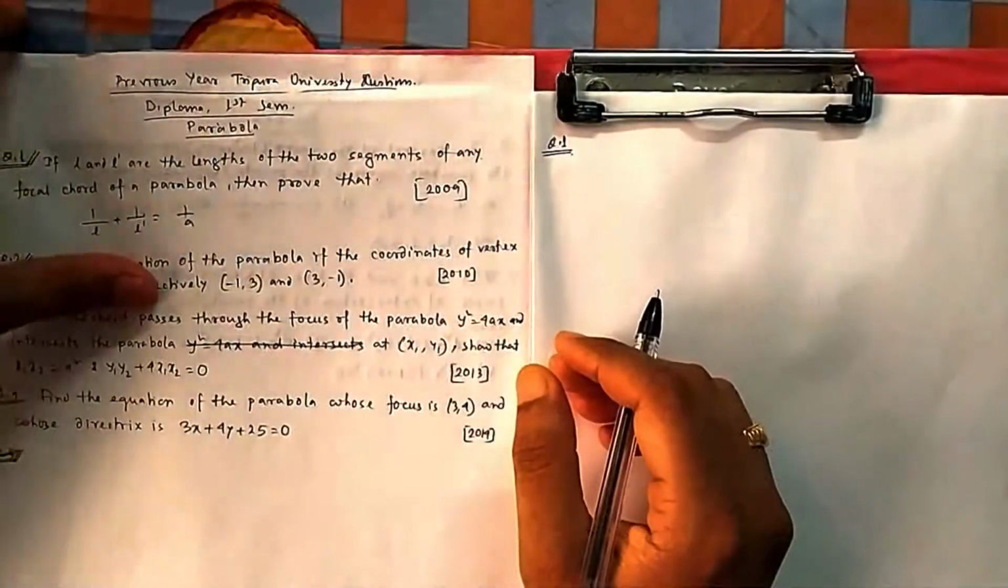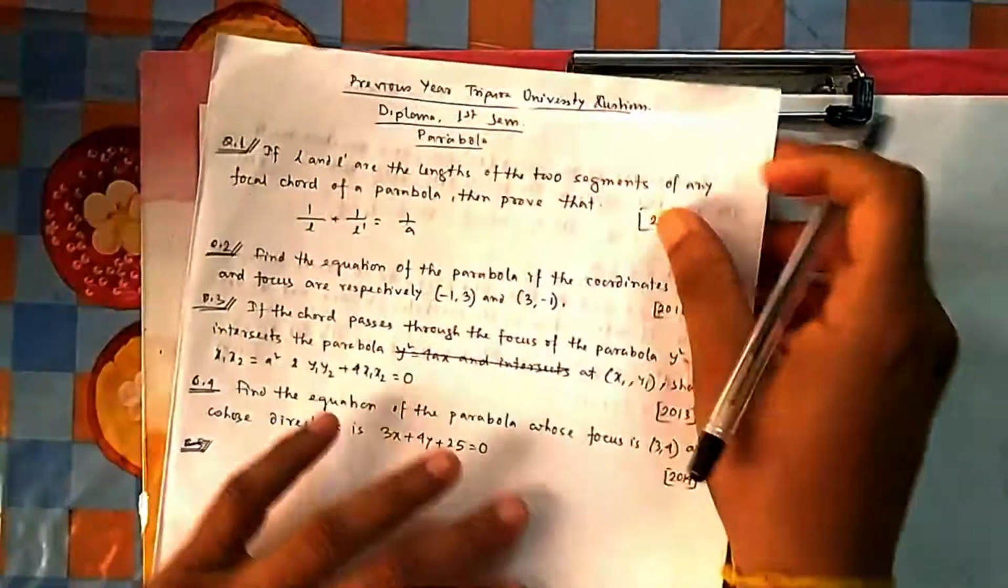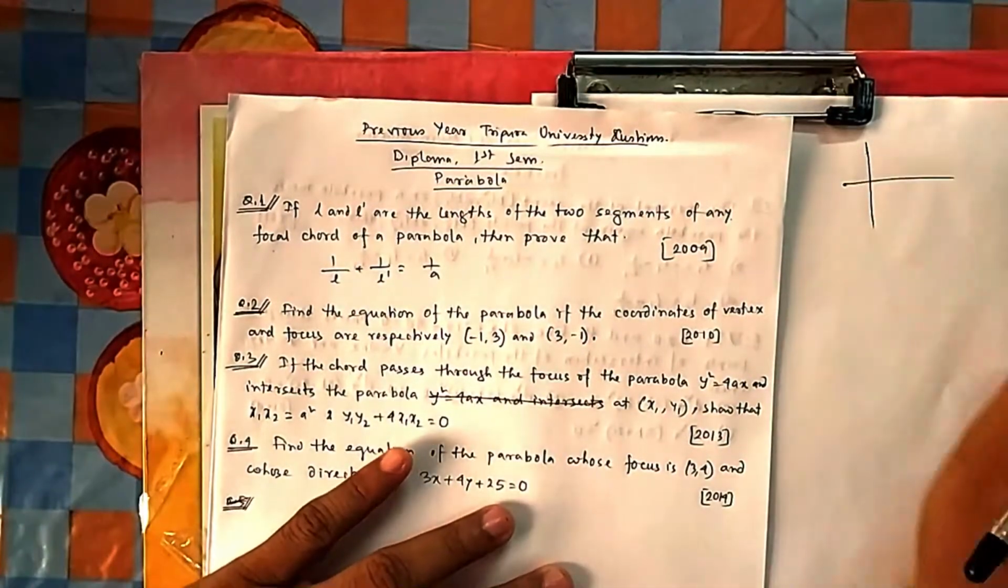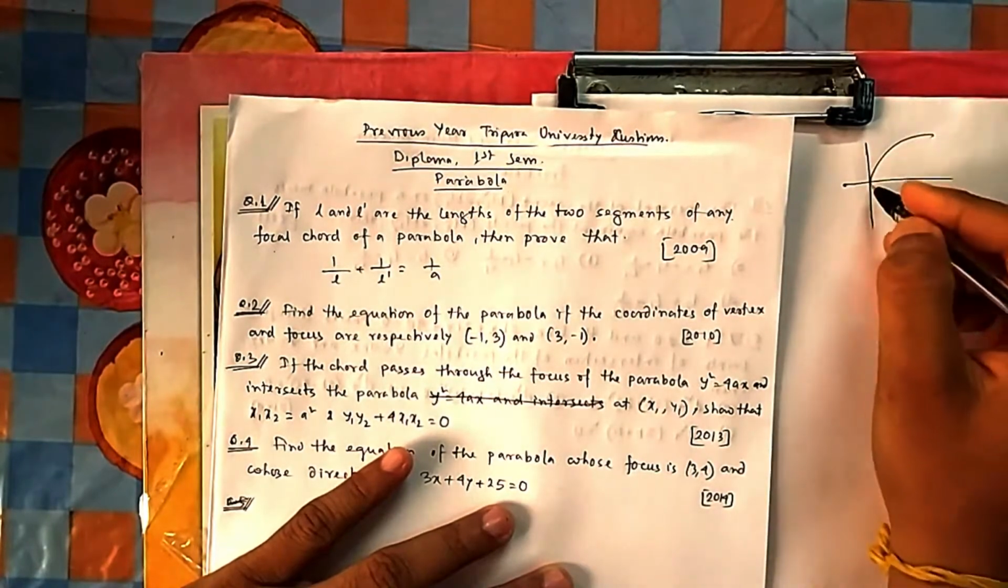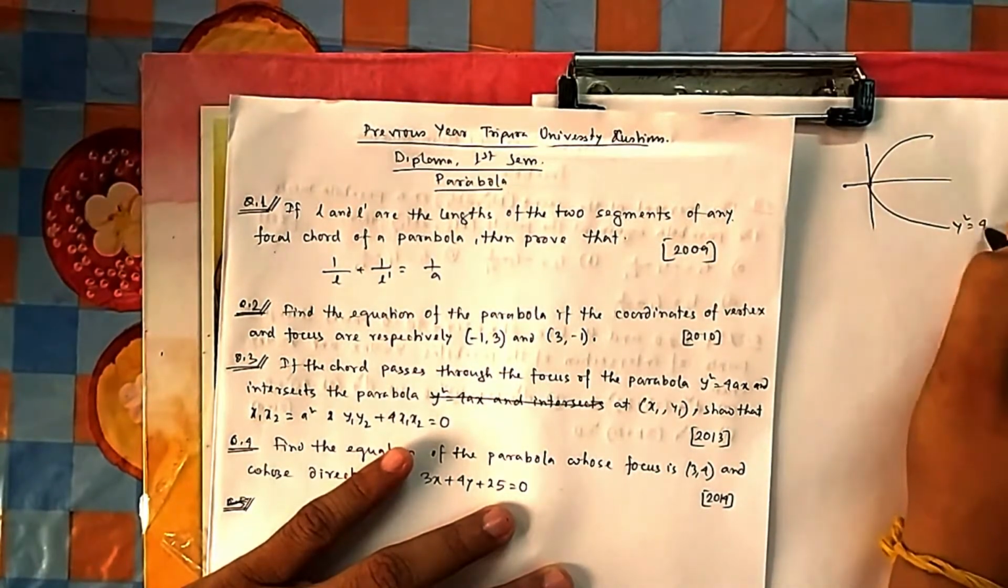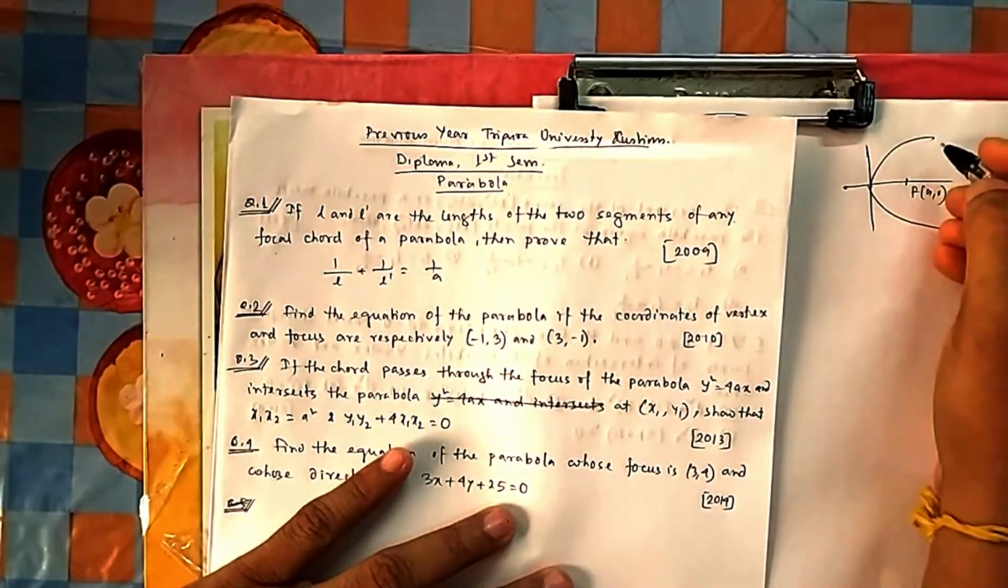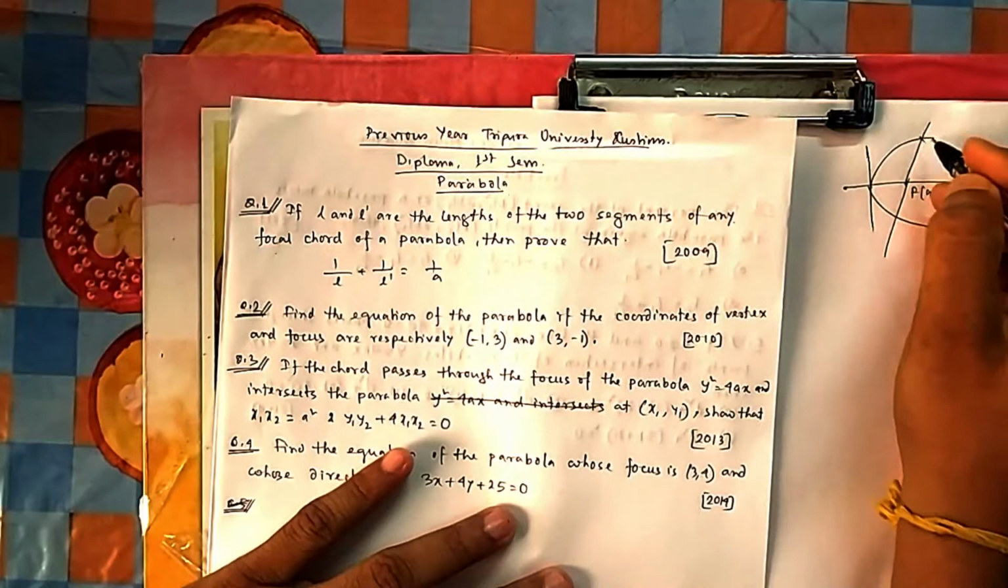So if you see question number 1, what is it asking here? If L and L dash are the lengths of two segments of any focal chord. So you know what a focal chord is? A chord which passes through the focus of a parabola. Suppose this is my parabola. They have not given you the parabola, you can take your own. So this is a parabola and this is a focal chord passing through the focus.